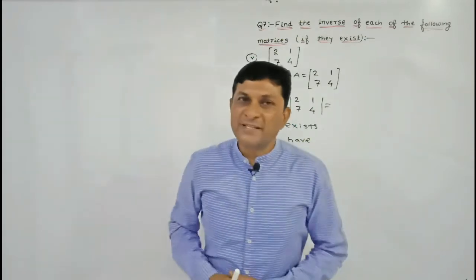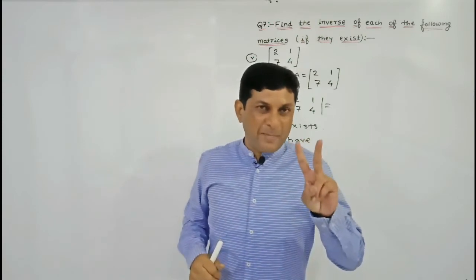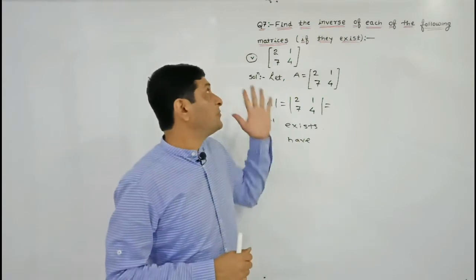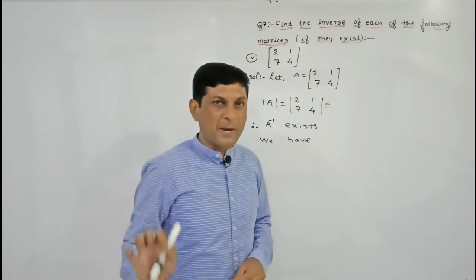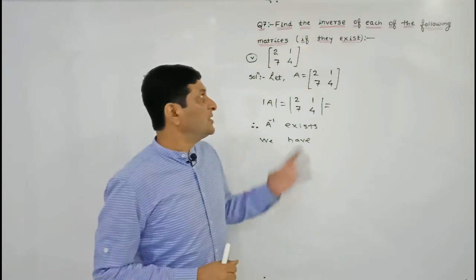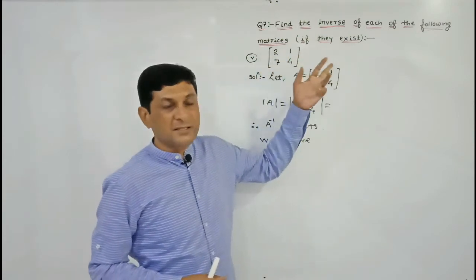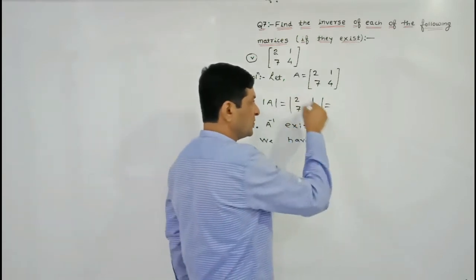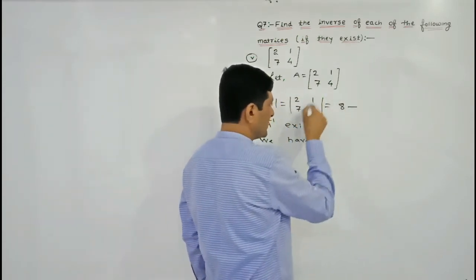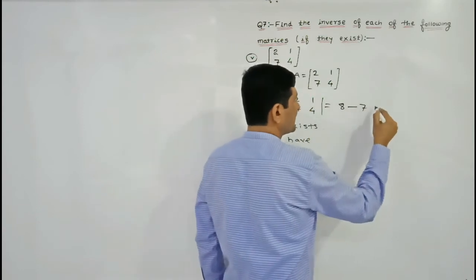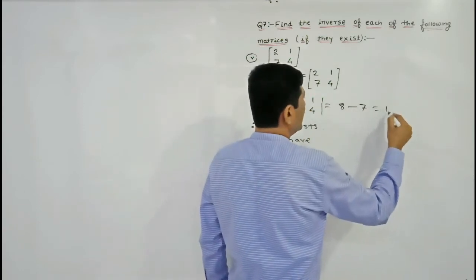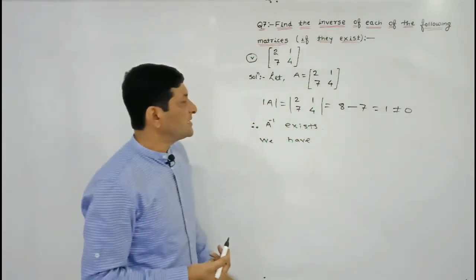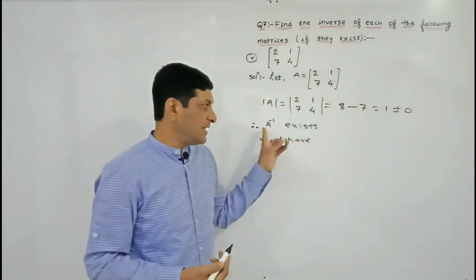Now, the first two examples we have solved applying the adjoint method. The second two examples we have solved applying row transformation, and the fifth and sixth examples we will solve applying column transformation. So here, to check whether the inverse of a matrix exists or not, first find out the determinant. Here 2 into 4 is equal to 8, minus the product of 1 into 7, which is 7. So it is equal to 1, which is not equal to 0. So that's why we can say that the inverse of this matrix exists, A inverse exists.